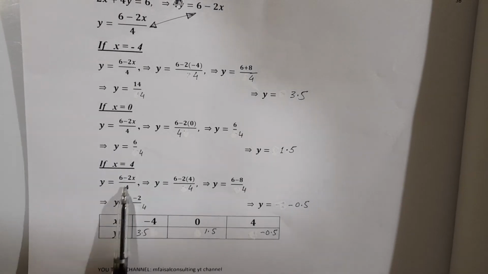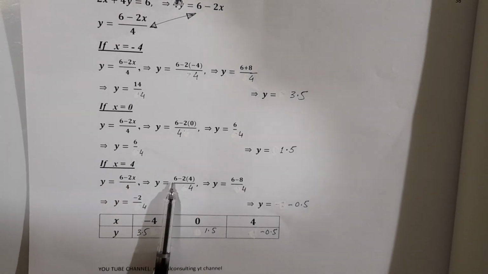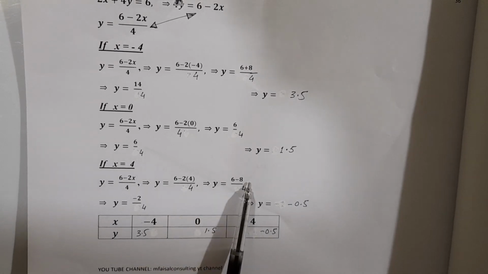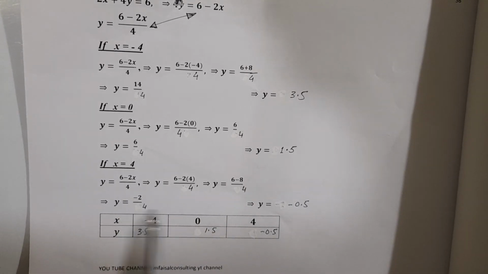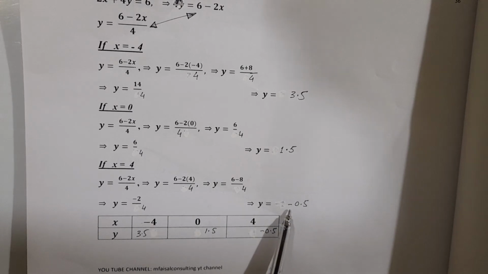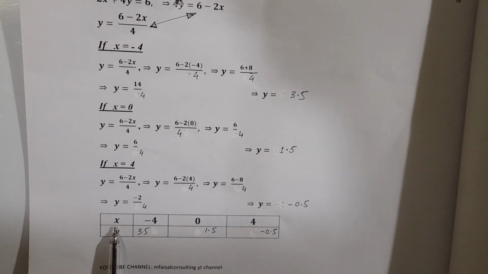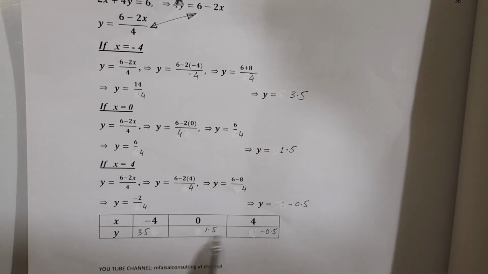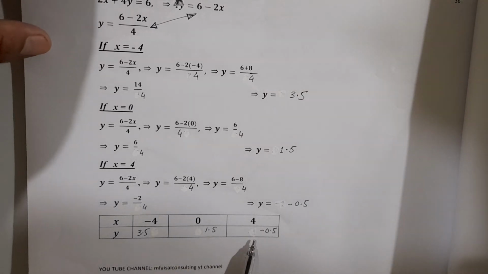When x was 4, put the value of x as 4. So 6 minus 2 into 4. 2 fours are 8. 6 minus 8 is minus 2. Minus 2 divided by 4, y is equal to minus 0.5. So complete the table. When x was minus 4, y was 3.5; x was 0, y was 1.5; x was 4, y was minus 0.5.